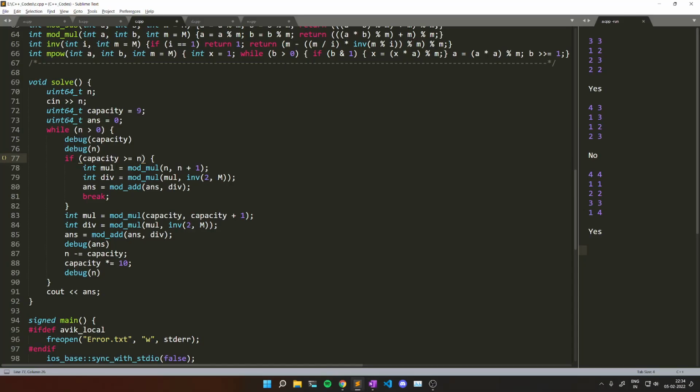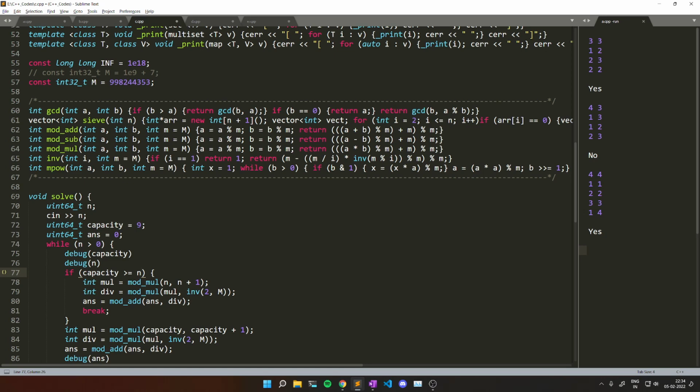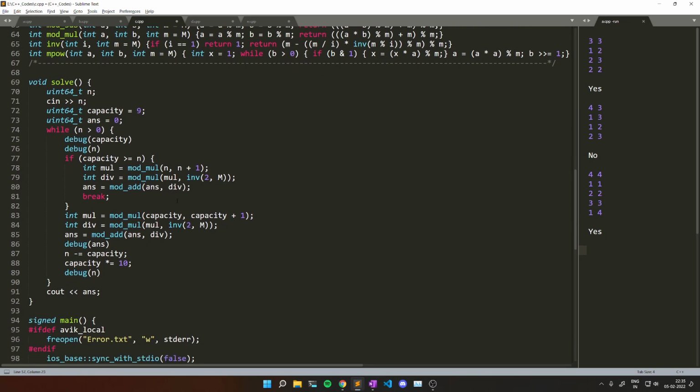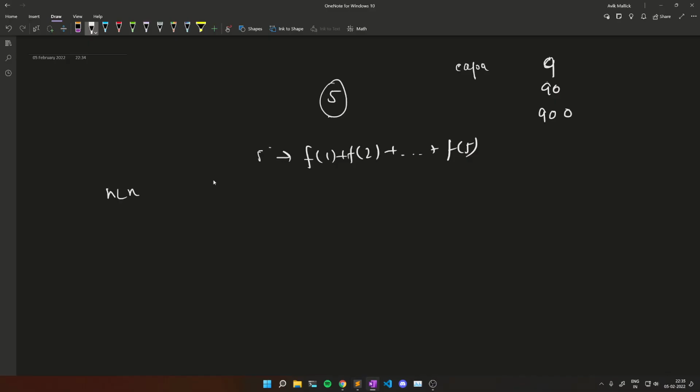If my n is less than or equal to capacity, then first I multiply n into n plus 1. This mod mul function that I have written is just multiplying using modulo, because we have to take modulo. The modulo is stored here. Then I also have to divide it by 2. Now n into n plus 1 by 2, we can normally divide directly, but since modulo is involved, n into n plus 1 is taken modulo, so we cannot divide this value directly by 2. That will give us a wrong answer.